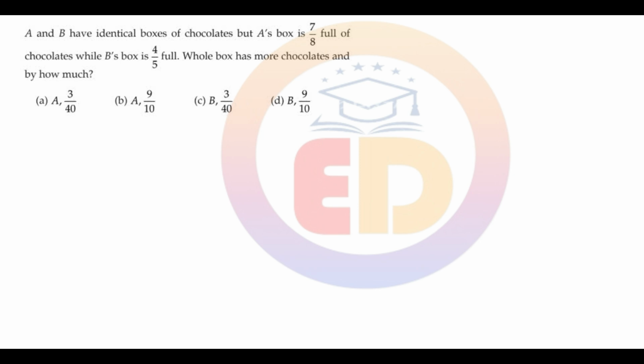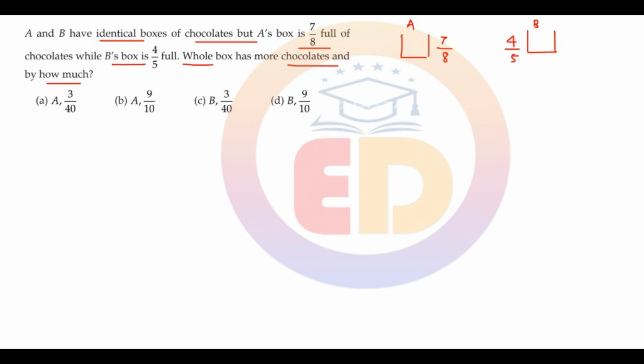A and B have identical boxes of chocolate, but A's box is 7 by 8 full. So this is A's box, which is 7 by 8 full, while B's box is 4 by 5 full. So this is B's box, which is 4 by 5 full. Whose box has more chocolates and by how much?